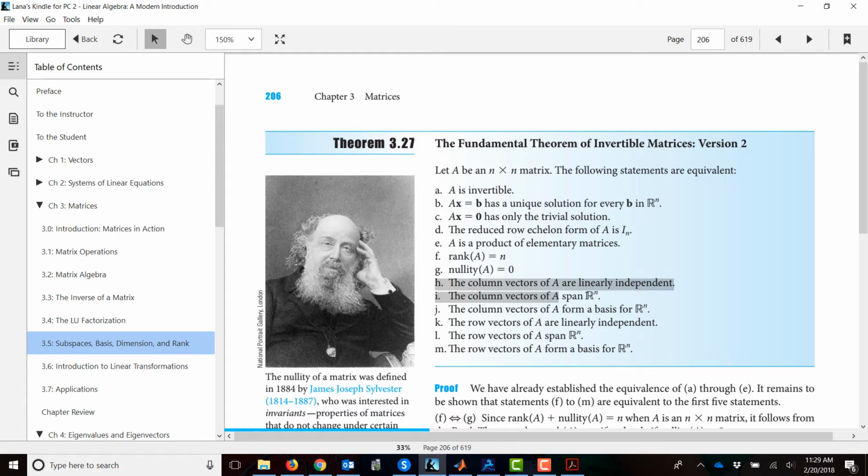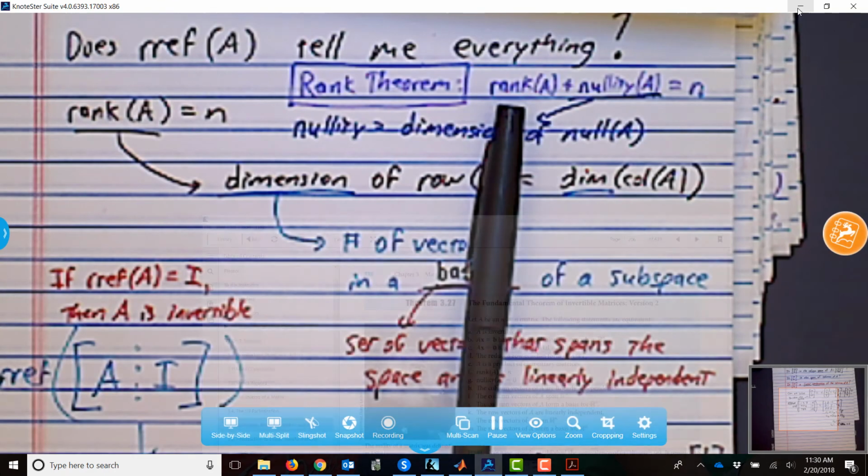We also know it means the column vectors span Rn. Now you might say, why is that true? Well, I guess I need a little more work there. I need to maybe use the fact that it's invertible. Okay? But you could solve any equation and get a unique solution. That's what B says. And so if you get H and I, you get J for free. You have a basis. So that's where I wanted to go with this stuff today.